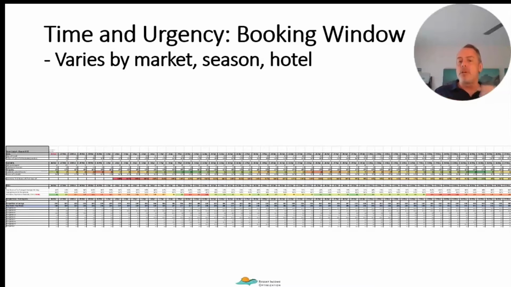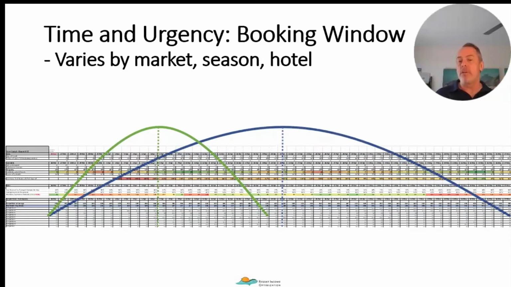So in terms of time and urgency then, right, this also varies by market, by season, by hotel, and really by your booking window. And so some hotels might have a short booking window and their peak is in a week or two. Other hotels might have a very long booking window and their peak might be in 60 or 80 days. Even for individual hotels in the Caribbean, in the low season, the average booking window is maybe 60 days, but then for high season, it goes much higher to an average of 110, 120 days prior to arrival.